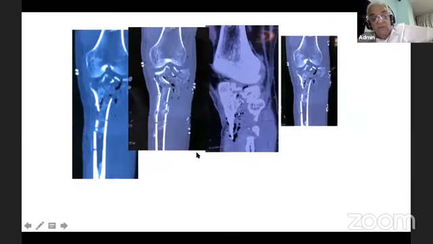And then here is the CT which was done without the hardware. Exactly. That's the reason I asked you whether you've seen me presenting in the past.